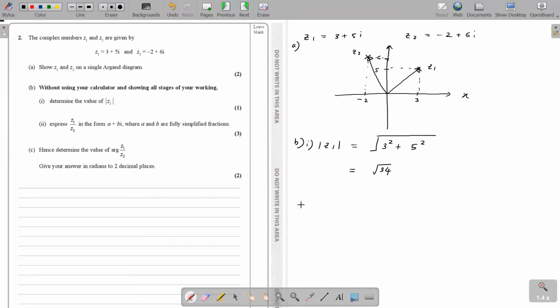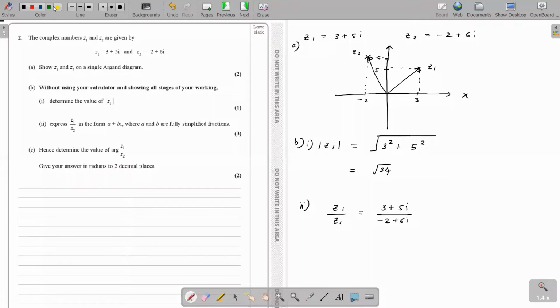Roman number 2. Express Z1 over Z2 in the form a plus bi, where a and b are fully simplified fractions. So again this one, without using the calculator, you must again show all the relevant working. Z1 is 3 plus 5i. Z2 is minus 2 plus 6i.